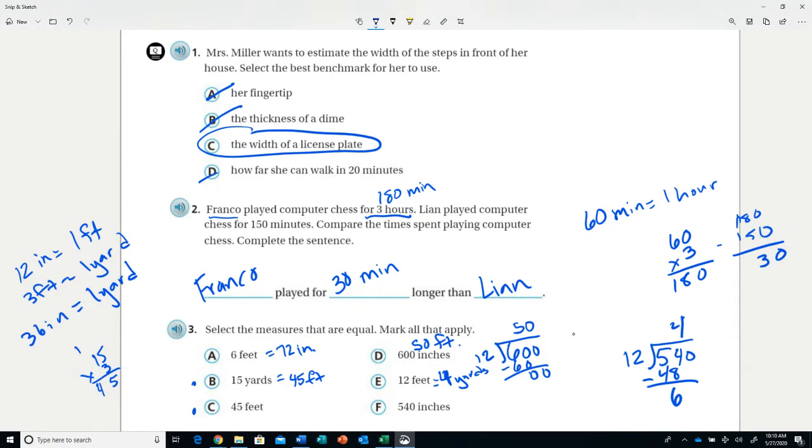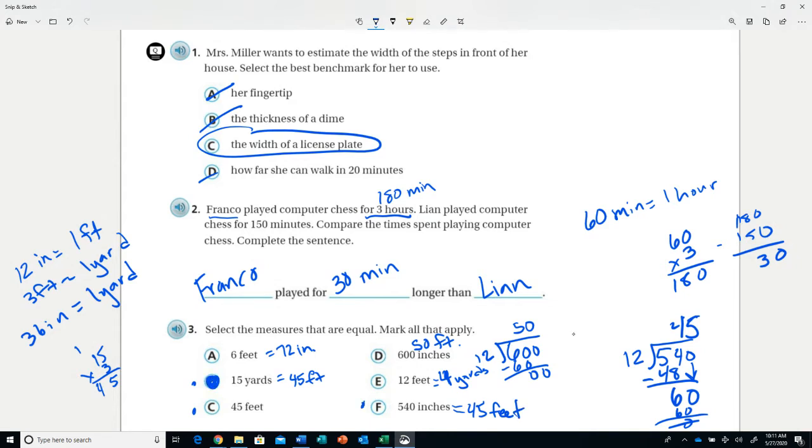48 plus 2 is 50, and 50 to 54 is another 4, so that's a total of 6. I bring down my 0, and this I am excited about because I know that 12 goes into 60 exactly 5 times with no remainder. And it gives me another 45, which I'm super excited about because then that is definitely telling me I'm looking at some correct answers here.